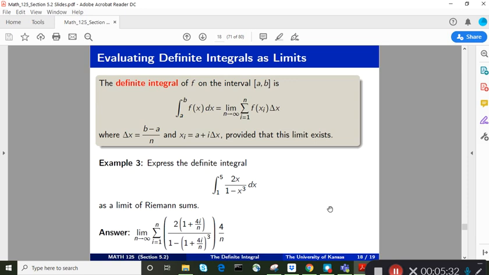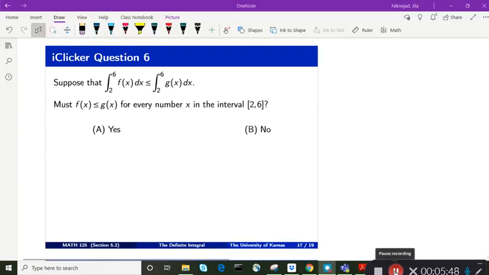Express the definite integral from a to b of 2x over 1 minus x to the third dx as a limit of a Riemann sum. Okay, so how do we go about doing this? I click at question 6.